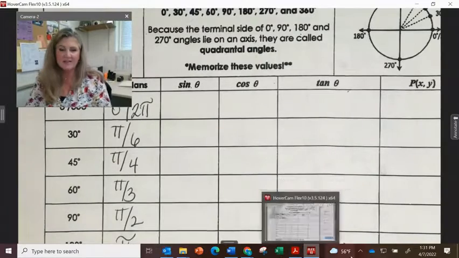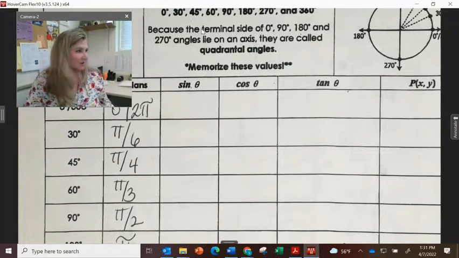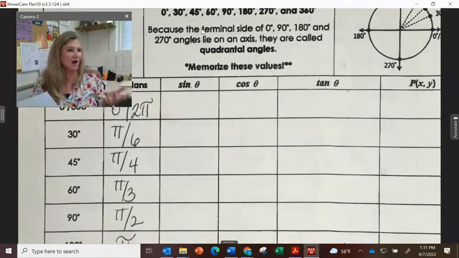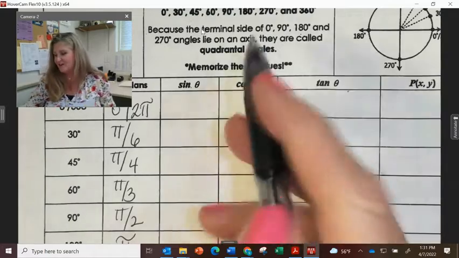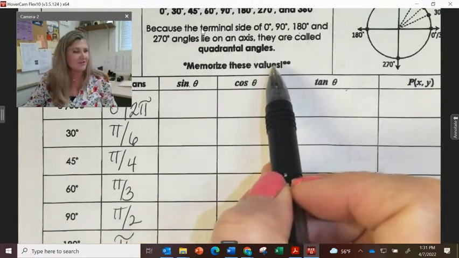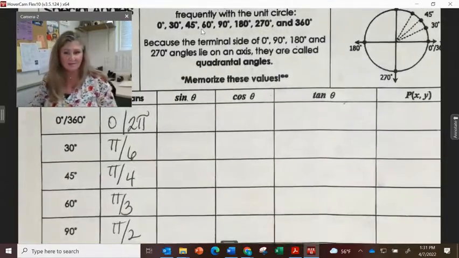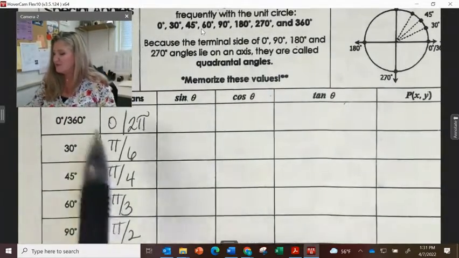So our goal today is to actually figure out how the unit circle works. And I really want you this year to get a really good understanding as to why it works and how it works rather than trying to memorize everything. I'm not going to be really huge on the memorizing. I know it says in bold here, memorize these values, but I want you to also be able to understand and figure out what the answers would be.